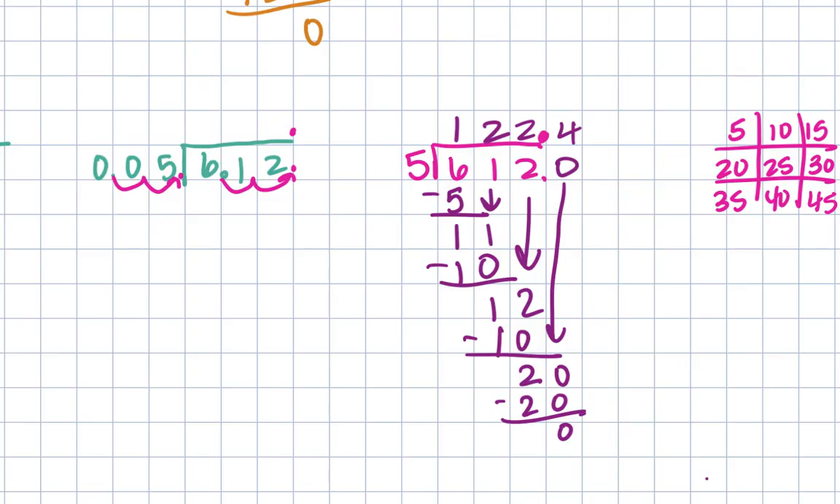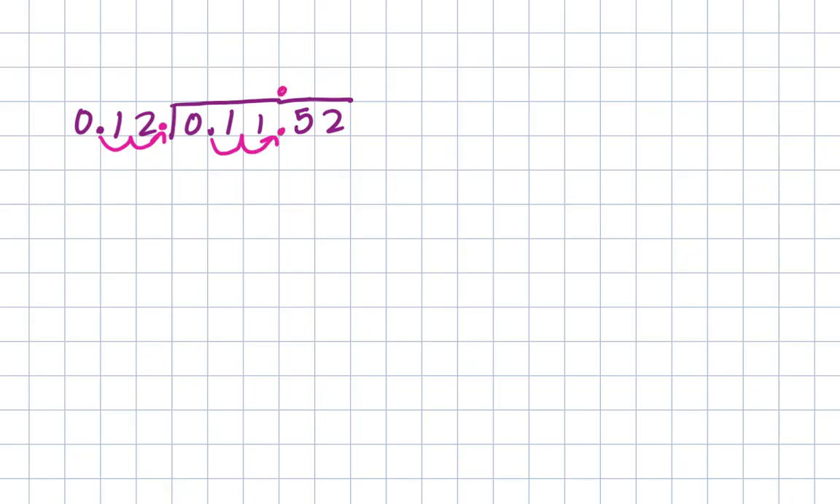Okay, let's try another one. Okay, how is this read? It's 0.1152 divided by 0.12 or 1200ths. I can't have a decimal in the divisor, so I'm going to have to slide, raise the roof. So this slides twice to become 12. So that means this has to slide twice. And I raise the roof in the new spot.